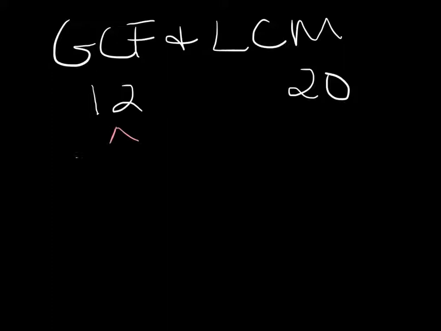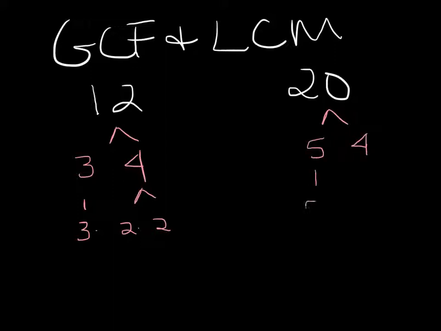So 12 could break down into 3 and 4. Bring down the 3, that's a prime number. 4 is 2 and 2. So 3 times 2 times 2 is the prime factorization of 12. And 20 could be 5 and 4, for example. So I'll bring down the 5 because that's prime, and 4 would be 2 times 2.